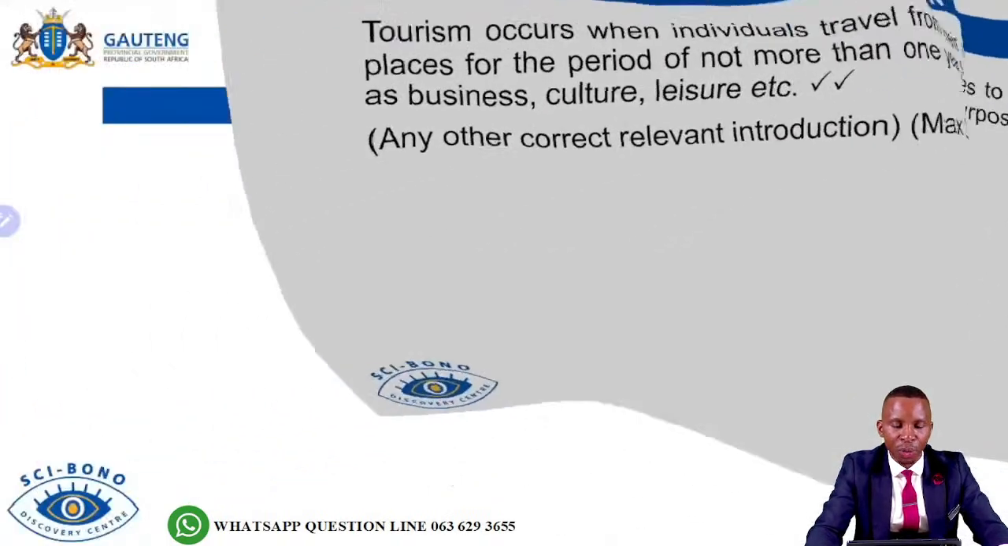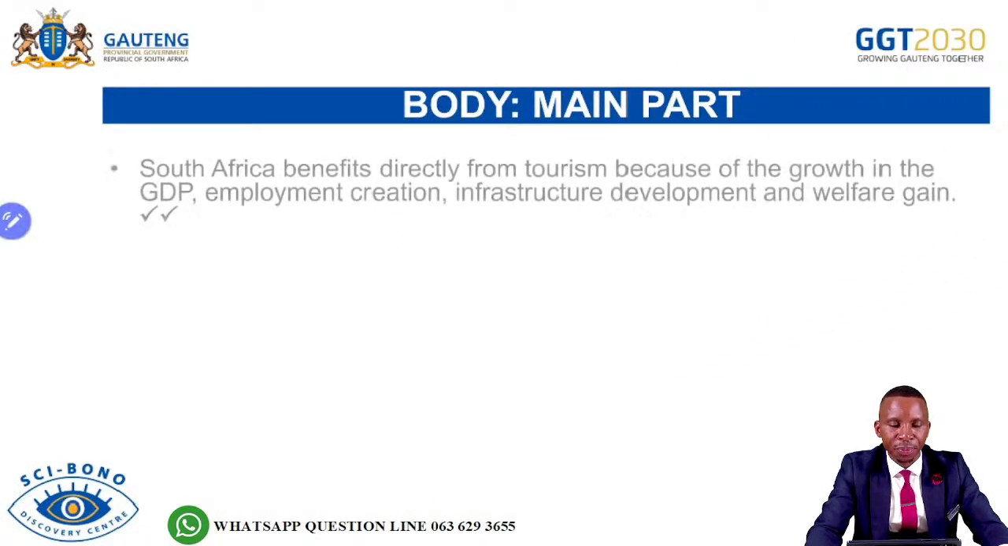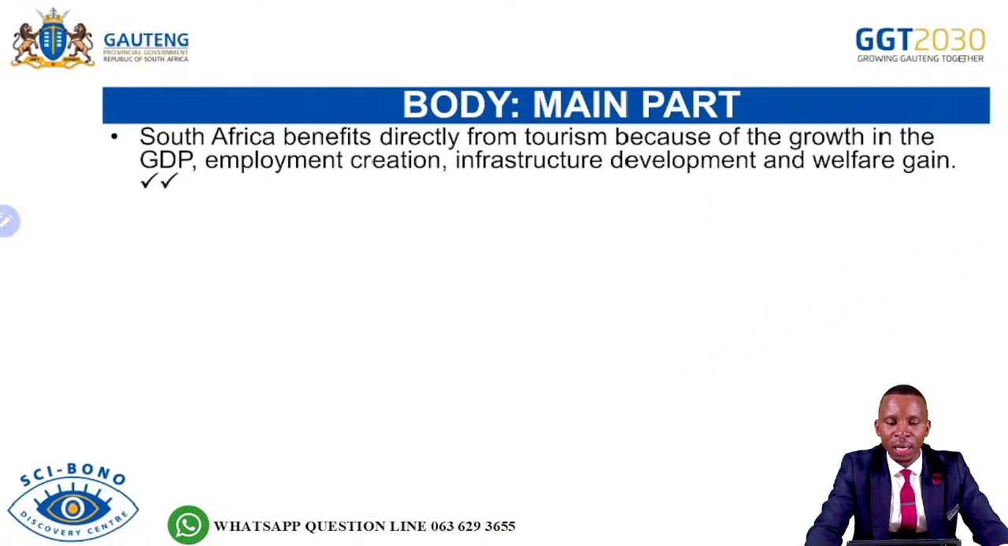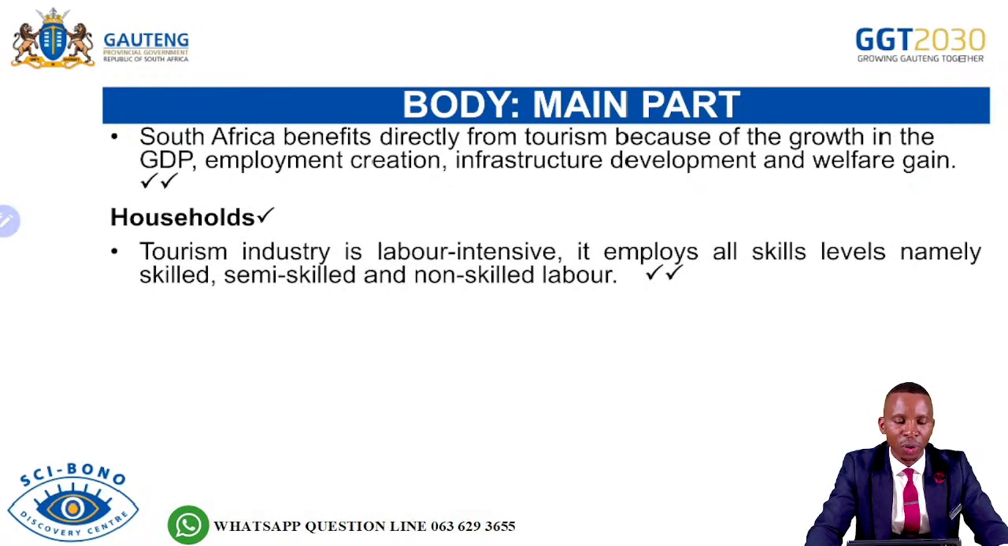And then we continue to the body, the main part. South Africa benefits directly from tourism because of the growth in the GDP, employment creation, infrastructure development, and welfare gain. Households: how do households benefit from tourism? The tourism industry is labor intensive. We know that it employs people the most. It employs all kinds of labor, namely semi-skilled, non-skilled, and skilled labor.